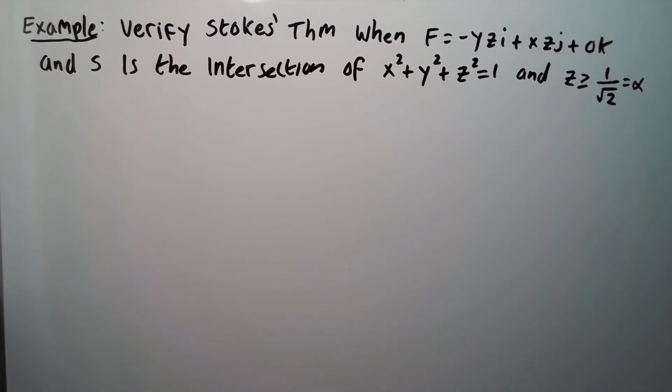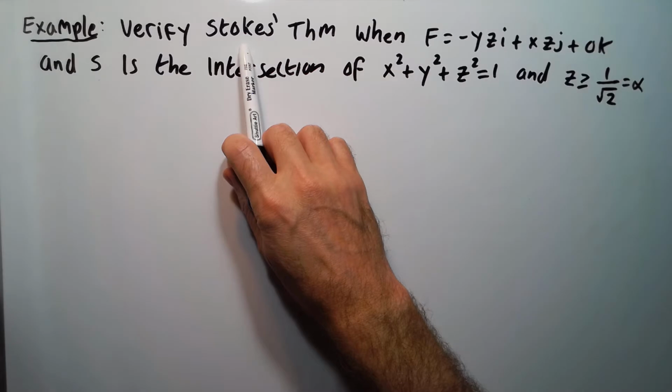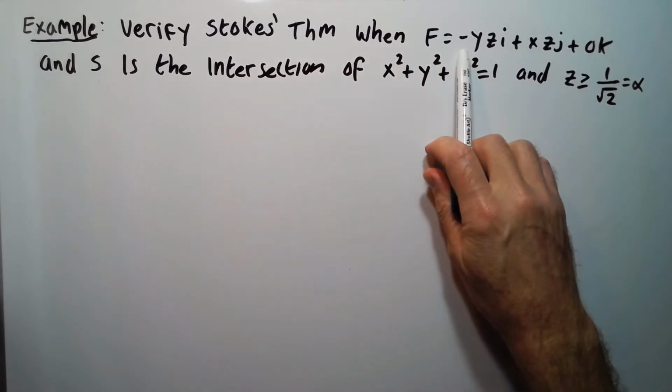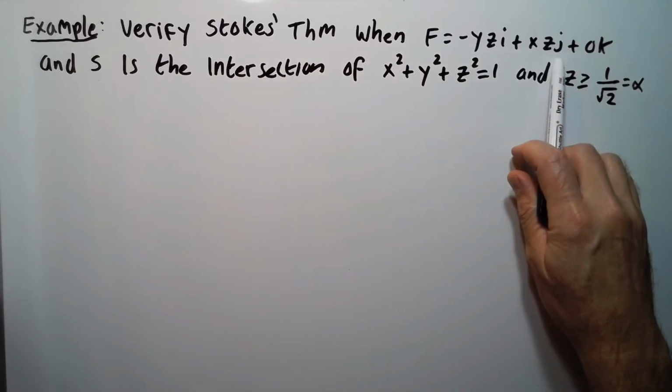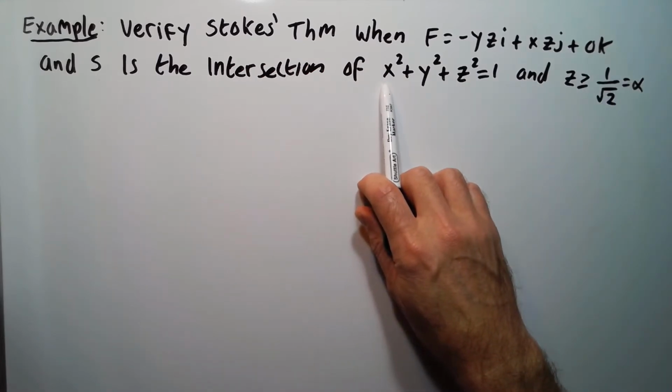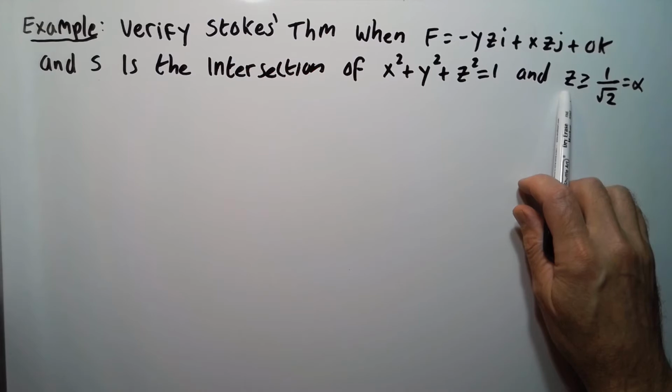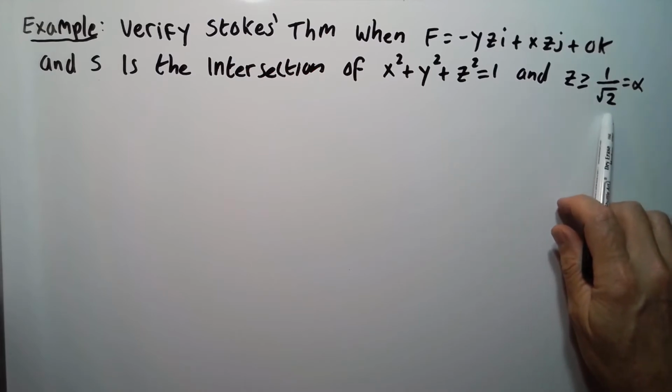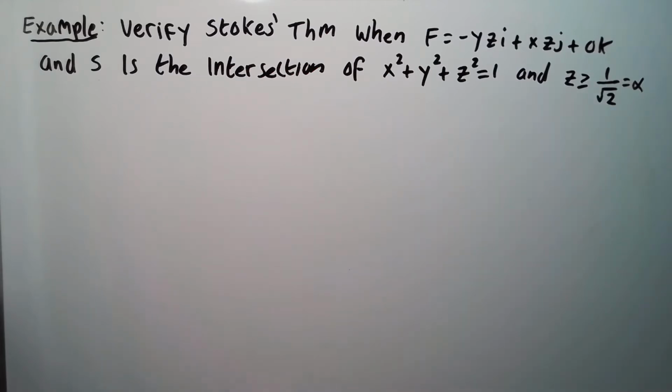Okay, let's do another example. So it says verify Stokes Theorem when F is negative yz i plus xz j plus 0 k, and S is the intersection of this sphere and z greater than or equal to 1 over square root of 2. Okay, let me first state Stokes Theorem.